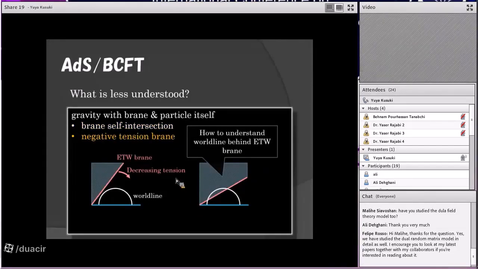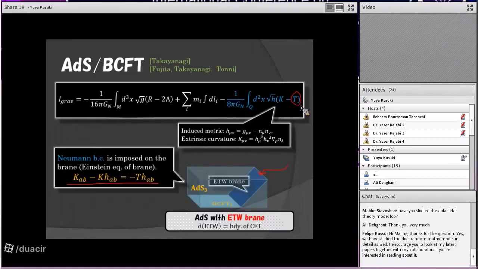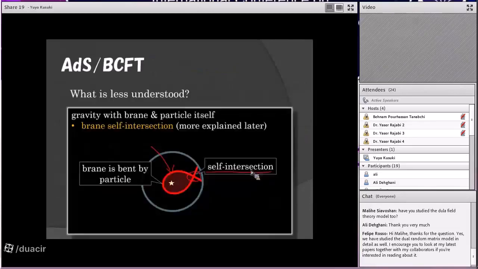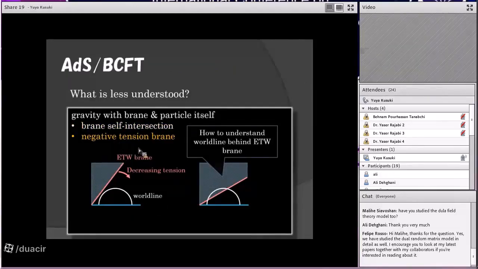Also, we don't know what happens if we consider a negative tension brane. The definition of the tension is this: the tension is the coefficient in the Lagrangian on this end of the world brane. If we consider a negative tension brane, then as we decrease the tension of the brane, there's a possibility that this brane attaches to the world line of this particle. So a natural question is how to understand the world line behind this end of the world brane.